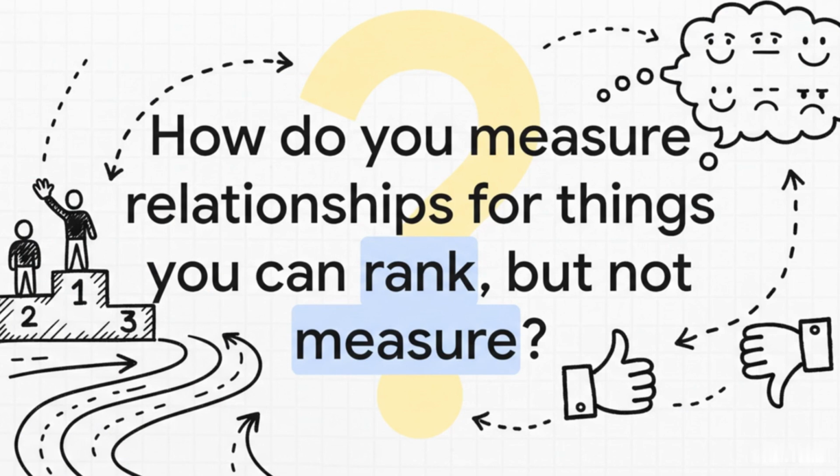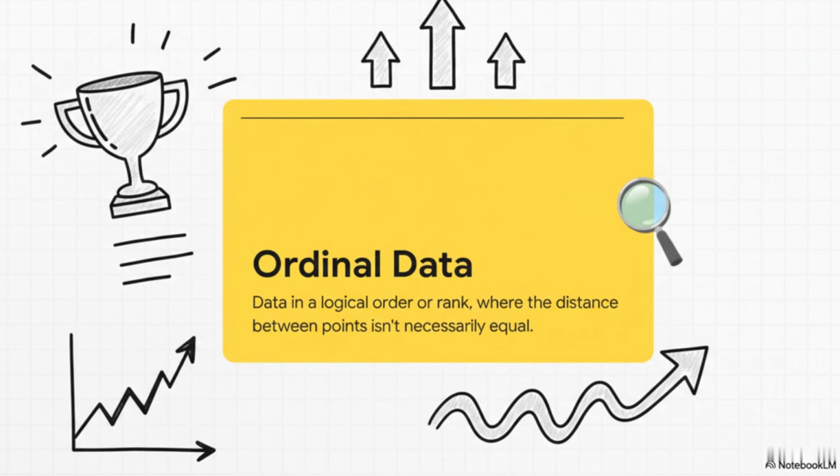Think about it. You know who came in first, second, and third, but you have no idea what their exact race times were. Or maybe you know someone strongly agrees with a survey question, but how do you put a number on that feeling? It's tricky. Well, this kind of info has a name. It's called ordinal data. It's all about the order, the rank, not the exact nitty-gritty values.